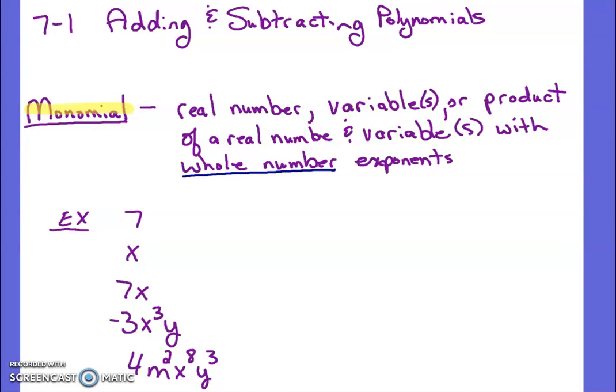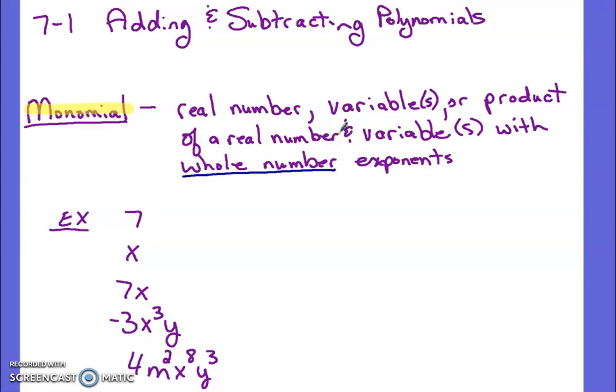7.1, adding and subtracting polynomials. The first definition is a monomial. And again, the definition of this is a real number, variable or variables, or product of a real number and variables with whole number exponents.